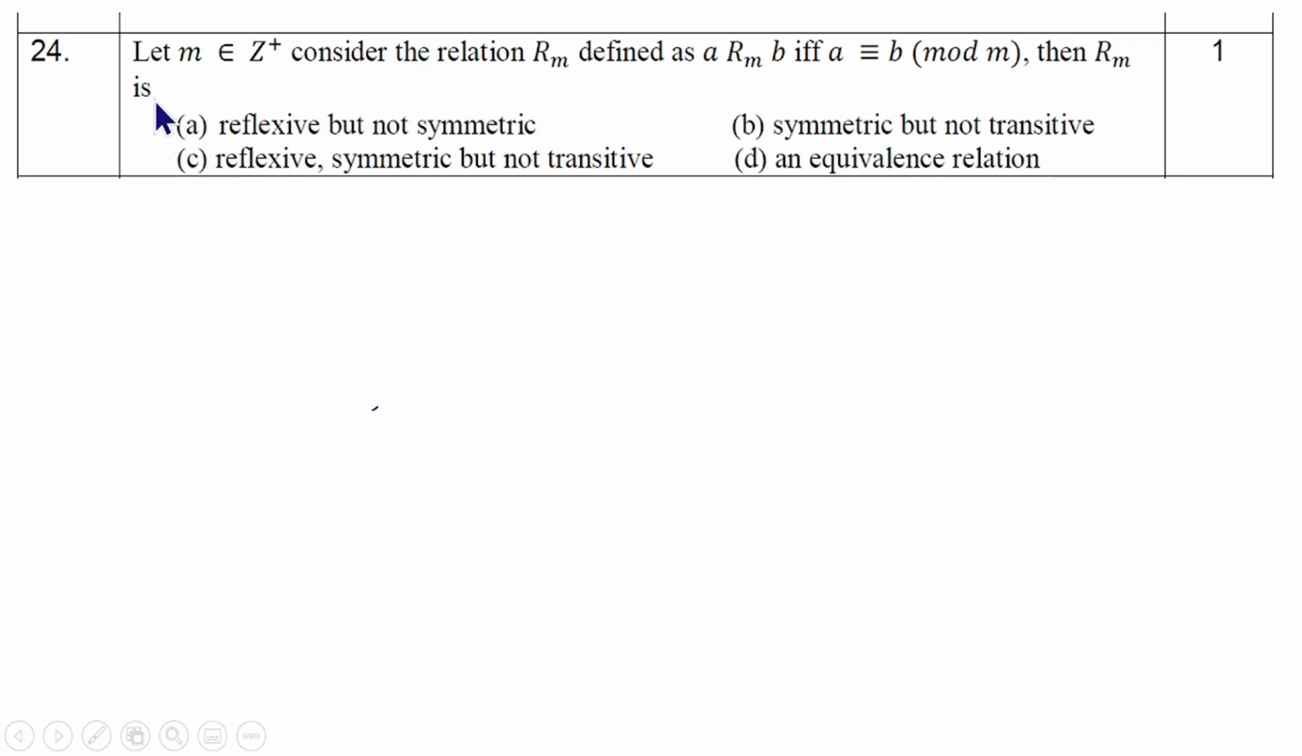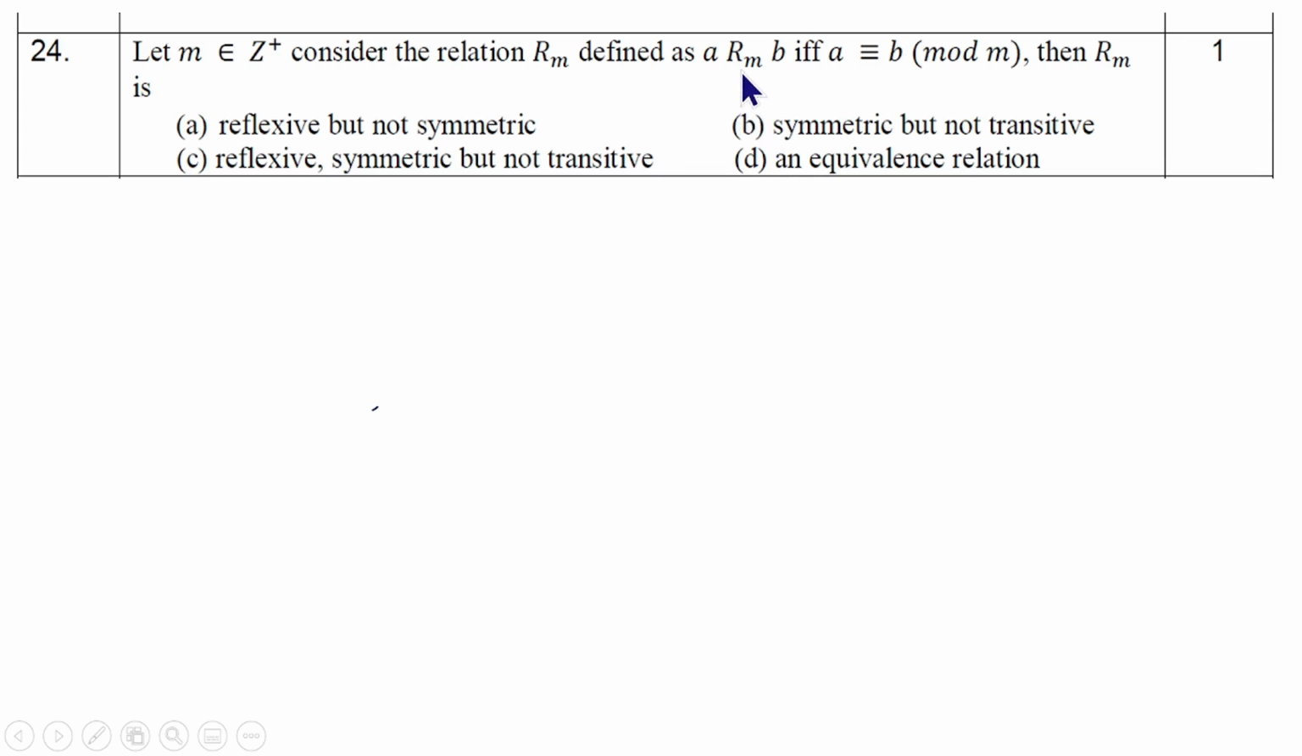The next question: let M belong to the set of positive integers. Consider the relation Rm defined as A related to B if and only if A is congruent to B mod M. Then the relation Rm is... The various options are given here. This is a theorem from the student support material, available as a theorem in unit 1. Here we have to find whether this relation is reflexive, symmetric and transitive or not, and accordingly we have to click any of these options.